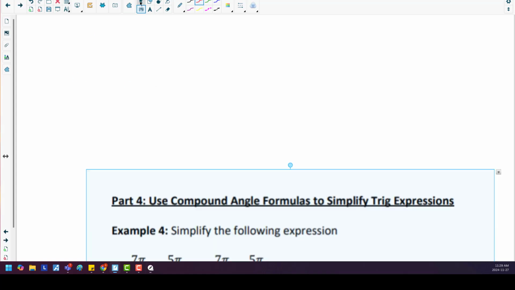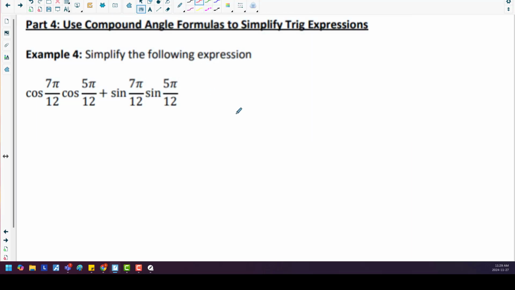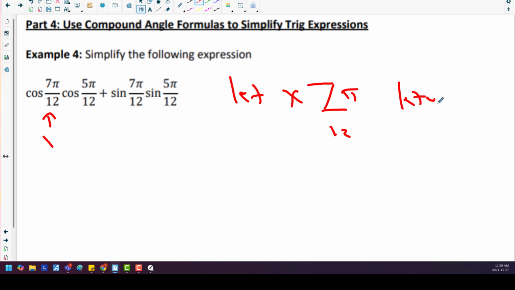Here we go. Part 4, example 4. We're going to now kind of go in the reverse order, in which case, instead of going from cos x plus y or cos x minus y and expanding, we're going from an expanded form and going backwards. So here we have angle x, which is 7 pi over 12. Let's say let x be 7 pi over 12, and let y be 5 pi over 12.